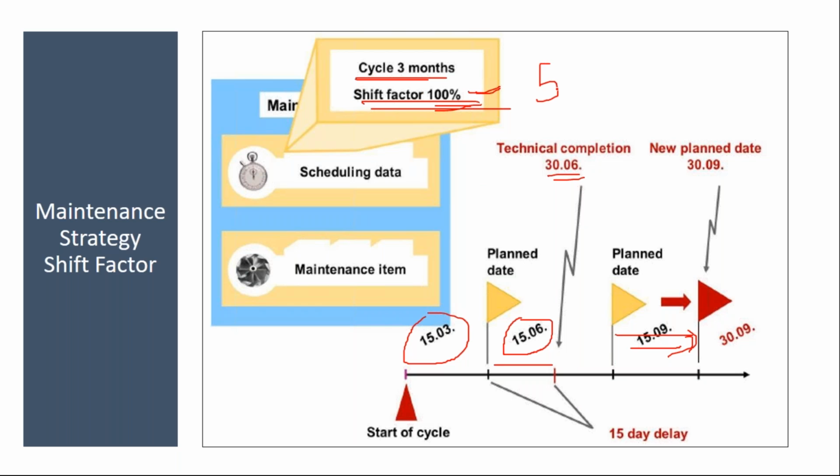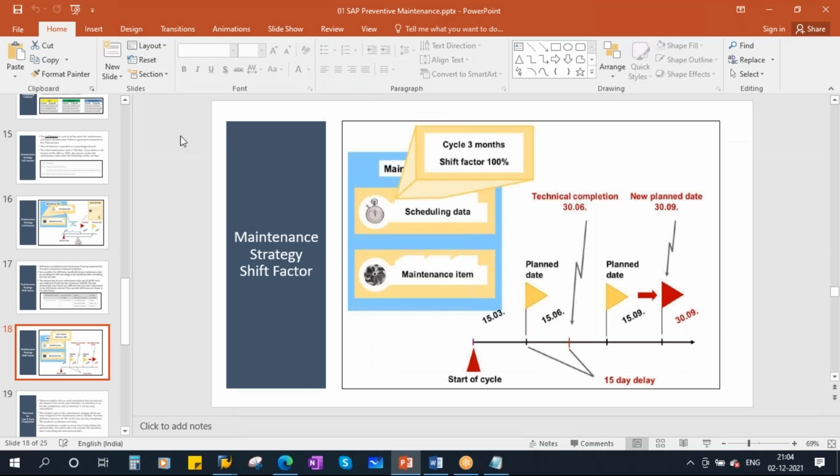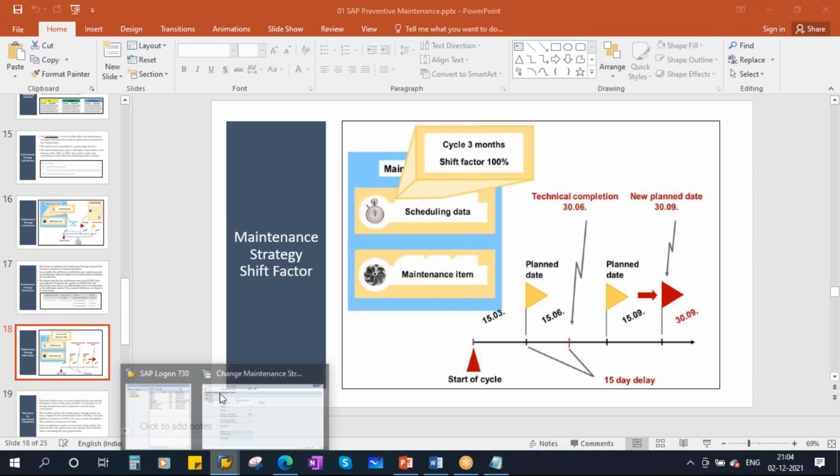But if you maintain here 50% shift factor, then this next order will get delayed by 8 days. 8 days. 50% of 15 days. 50% of 15 days delay, how much? 7.5 days. Rounded off to 8 days. That is the use of shift factor. Okay. So now let's go here. Let's maintain here shift factor.